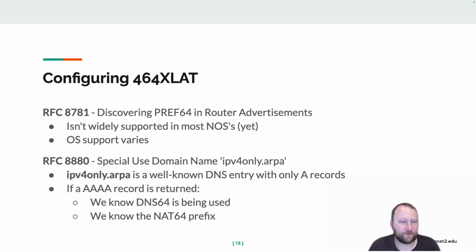There's also another RFC, which uses a well-known domain name called ipv4only.arpa, which, if you do a DNS query on that, will come back with an IPv4 address and no quad A record. But the client operating system knows that if it gets a quad A record back for that, DNS64 is being used. And if it sees that DNS64 address, it's going to know the NAT64 prefix.